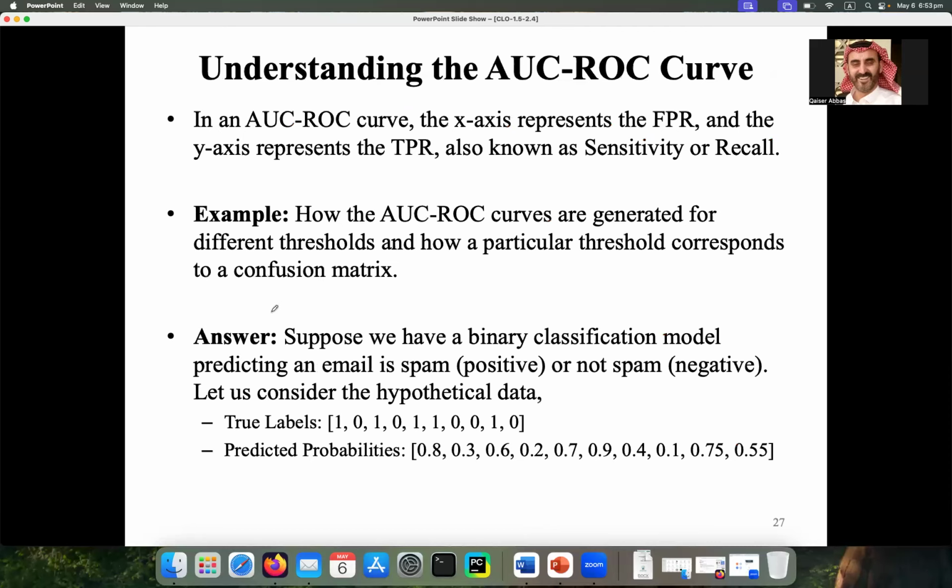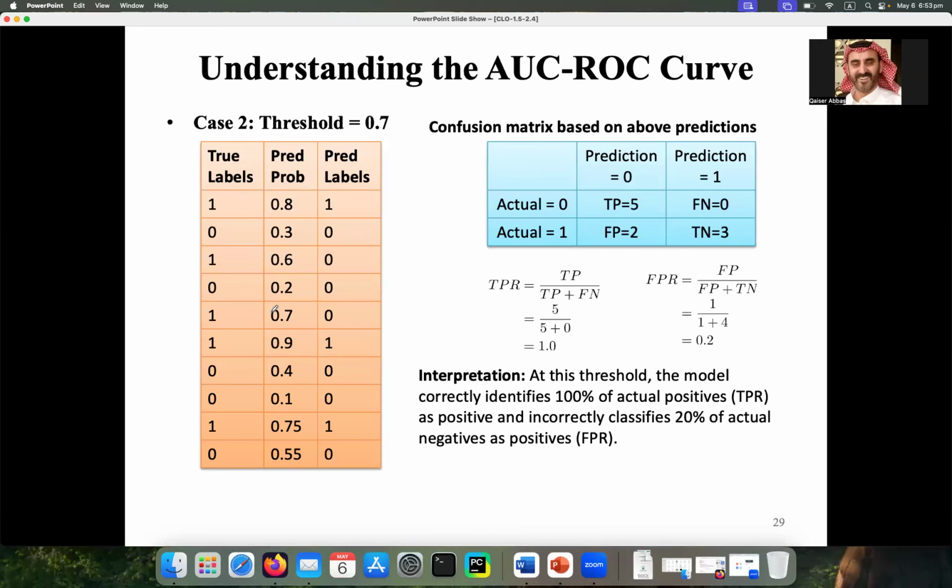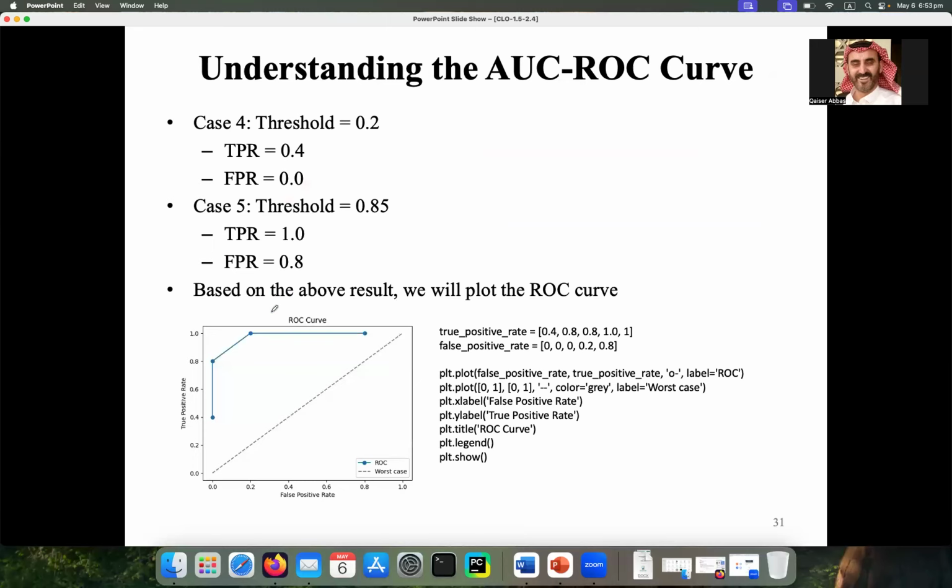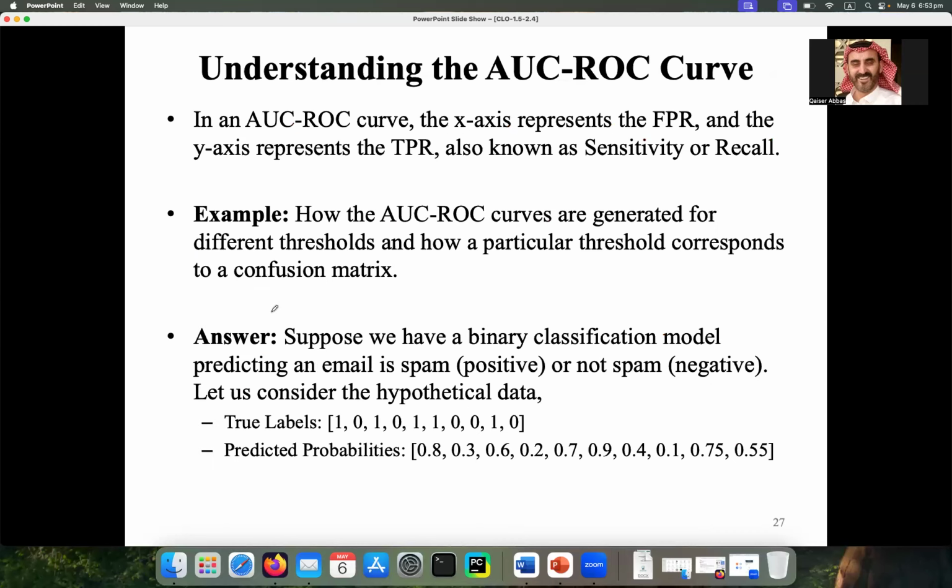Now, we have a proper example for auc-roc, which takes almost 3-4 slides. This is not complex, it is easy, but it is repetitive.